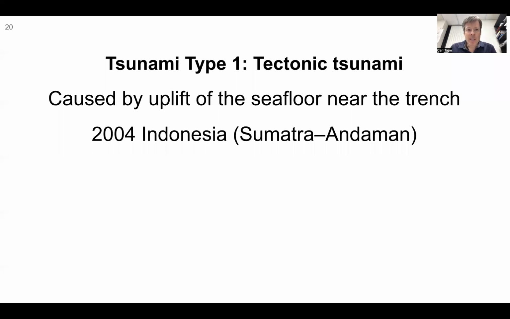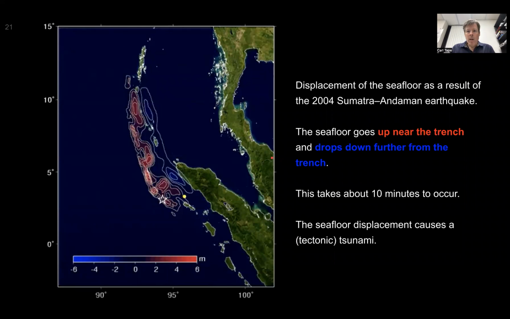So, the first type of tsunami, the tectonic tsunami, caused by uplift of the seafloor near the trench. We'll focus on here 2004 Indonesia, Sumatra, Andaman. This is going to be a movie showing the displacement of the seafloor as a result of the 2004 Sumatra Andaman earthquake. The seafloor goes up near the trench, shown in red here, and it drops down further from the trench in blue. And this takes about 10 minutes. So we're going to watch a movie of how this earthquake ruptured from the south to the north and how this evolved.